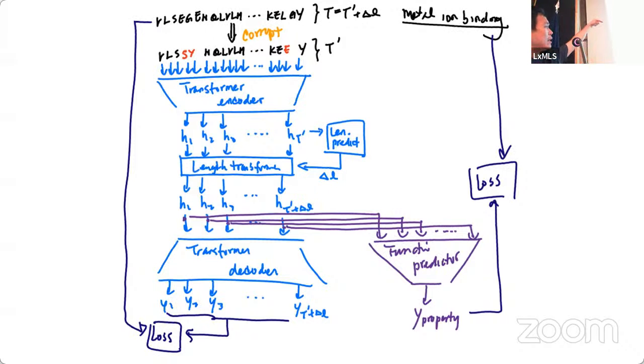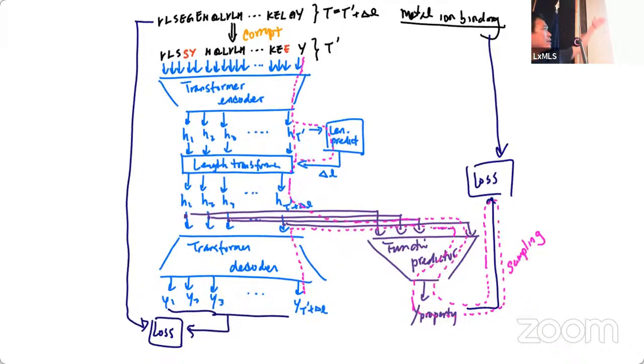And then before we feed it into the transformer decoder, we're going to send the vectors to the function predictor, which in our case is, again, a mix of convolution and transformer, to predict the property. And whatever is coming out of the length transformation also goes into the transformer decoder during training. So we train the denoising autoencoder and the function predictor separately from each other. So we're not going to backpropagate the gradient coming out of the function predictor into the length transformer nor the transformer encoder.